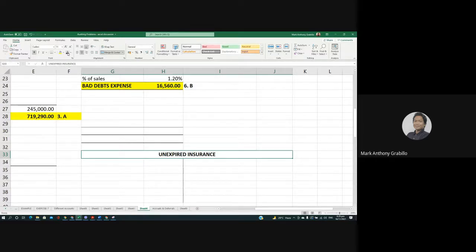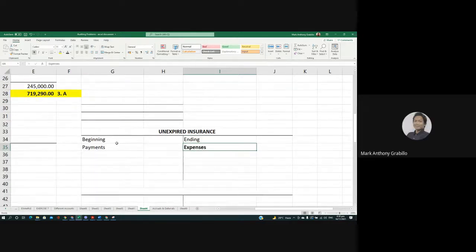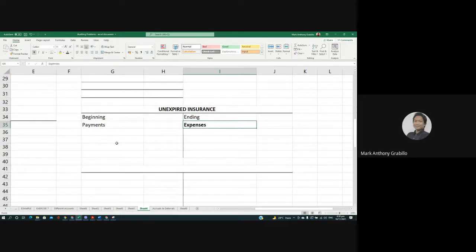Normal balance of unexpired insurance, debit or credit? Debit. Let's put the beginning balance on the debit side and the ending balance on the credit side. How does unexpired insurance increase? When there is a payment. And then how does it decrease? When there is an expense. That's correct. So there are expenses.